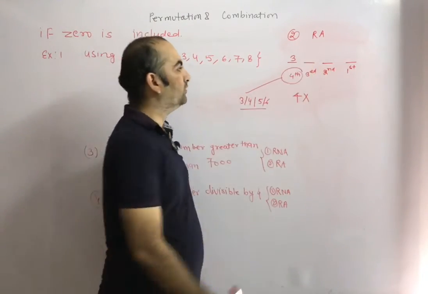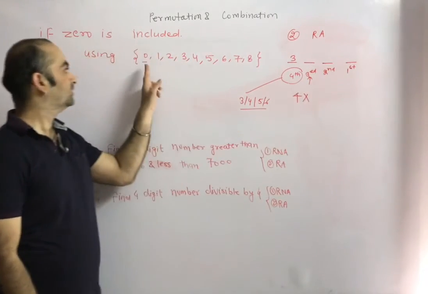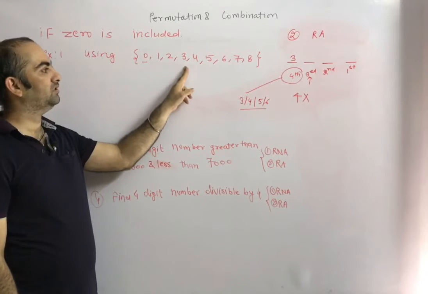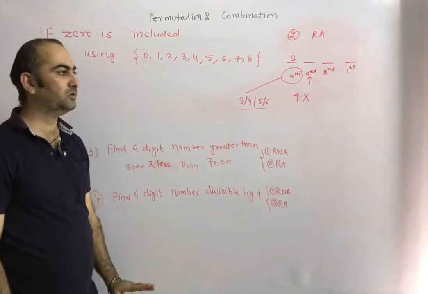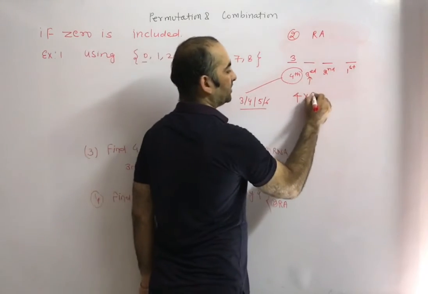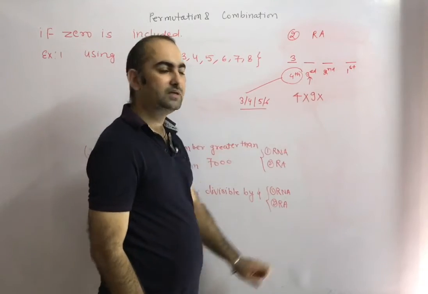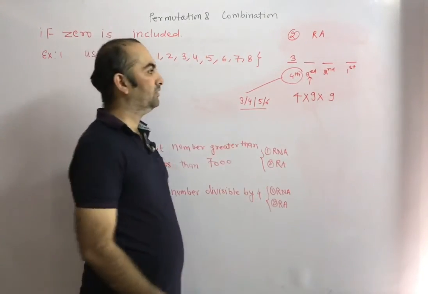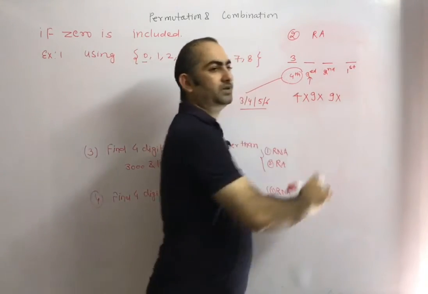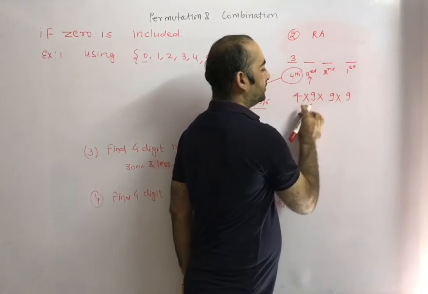Okay. Now you want to fill the third place. Now what can we put in the third place? We can put 0 also, 1 also, 2 also, 3 also, 4 also, 5 also, 6 also, 7 also, 8 also. Okay. How many numbers can we put? 9 numbers. So how many choices do we have? 9 choices. Again multiplication because we have to fill the second place also. For filling the second place also we have 9 choices. We can put any number from here. And again multiplication because we have to fill the first place also. How many choices do we have? 9 choices. So what is it? 4 into 9 into 9 into 9.